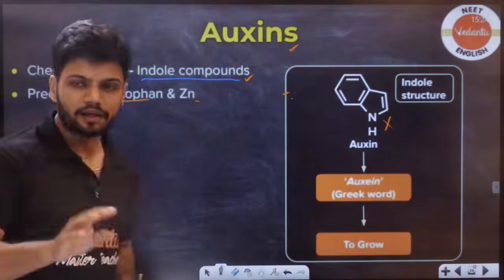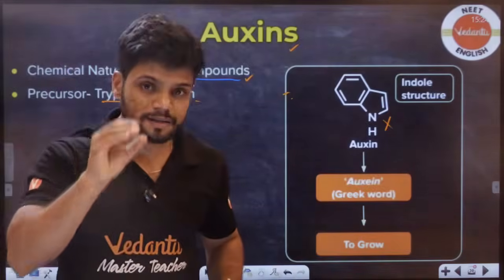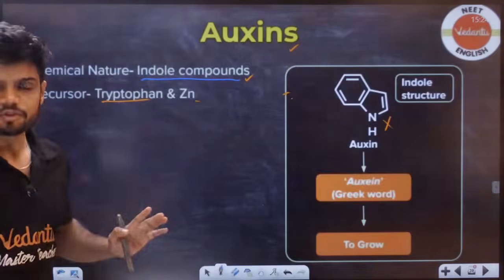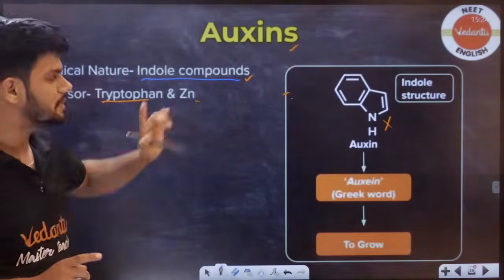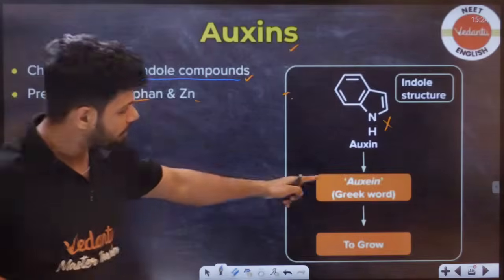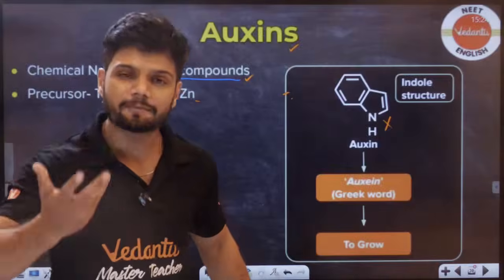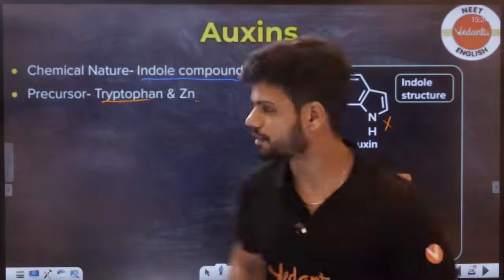So in a plant, if auxin has to be prepared, the plant needs tryptophan. This tryptophan will be converted to auxin eventually. Okay, and auxin is a Greek word meaning to grow. So this hormone helps the plant to grow.